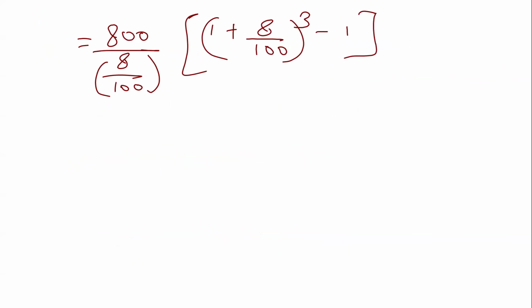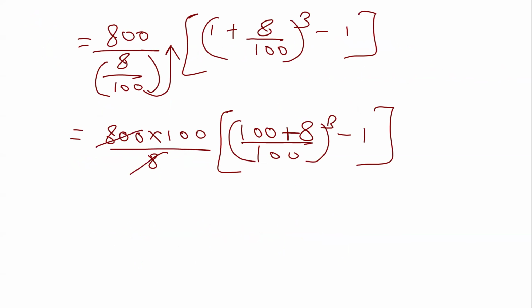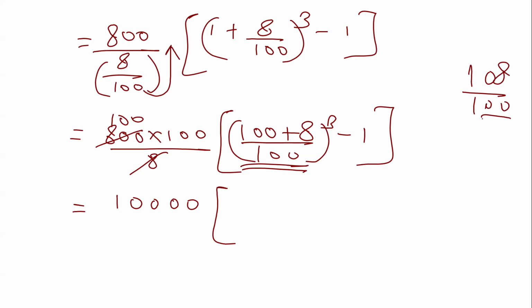So this will be, 100 goes at the top. So 800 into 100 upon 8, 100 plus 8 upon 100 raised to 3 minus 1. So this is 100 and this is 10,000. If you calculate this, this will be 108 upon 100. So there are two zeros, so decimal point will come over here and we'll have two decimal digits. This value is always given. The value will be given to you.